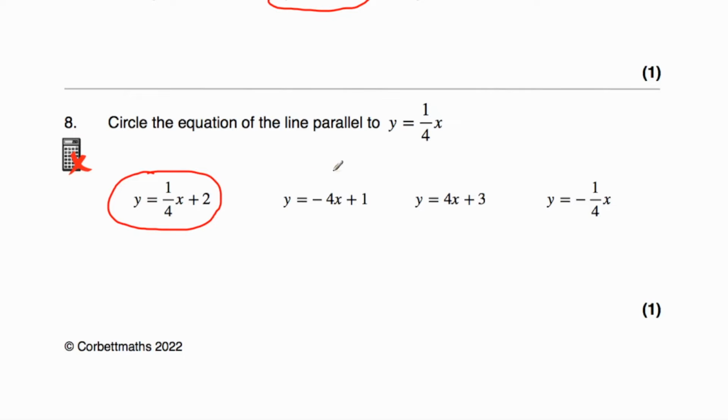Let's just check there's no other lines that are parallel to it. Y equals minus 4x. No, the gradient of that line's minus 4. Y equals 4x. No, the gradient of that line's 4.